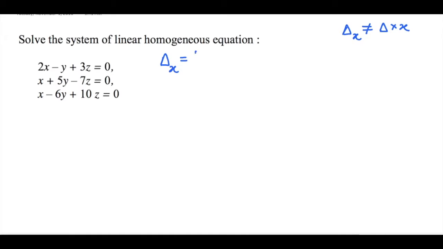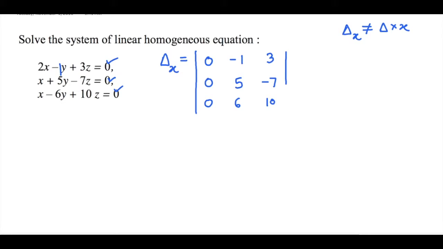So, to find delta x, we will put the values of d1, d2 and d3. That means d1 is 0, d2 is 0, d3 is 0 in place of x. So just put d1, d2, d3, and the remaining terms will remain the same. That will be minus 1, 5 and 6 at the position of y. Similarly, at the position of z, we will put 3, minus 7 and 10.